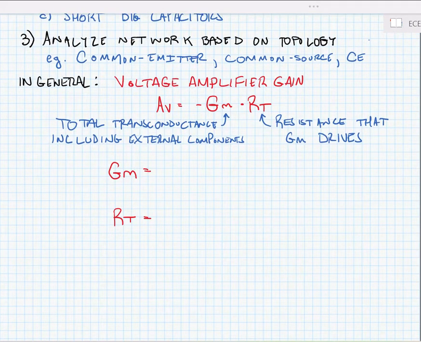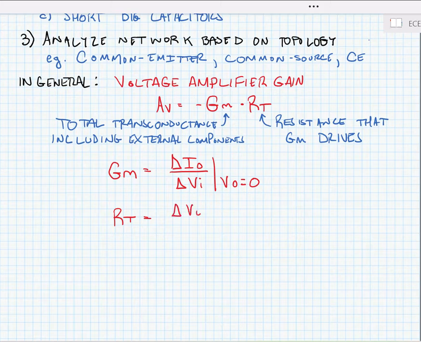We define big Gm as the change in current at the output node divided by the change in voltage at the input node when the output node is short-circuited. And big Rt is defined as the change in voltage at the output node divided by the change in current at the output node when the input node is short-circuited.